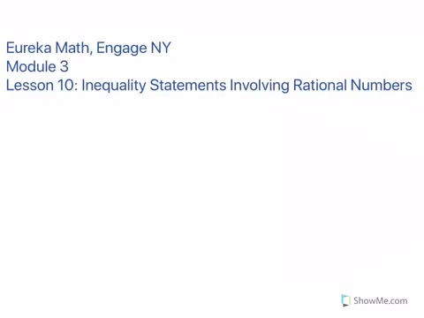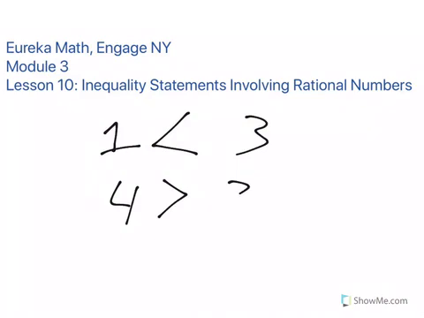Today we're going to be looking at Eureka Math / Engage New York Math, Module 3, Lesson 10, Inequality Statements Involving Rational Numbers. Before we jump into it, let's do a quick refresher on inequality statements. If I have the numbers 1 and 3 and I want to compare them, I could say that 1 is less than 3. I could also say 4 is greater than 3, right? I know it's kind of cliche, but they always do the crocodile mouths. The crocodile wants to eat the bigger number, that sort of thing.